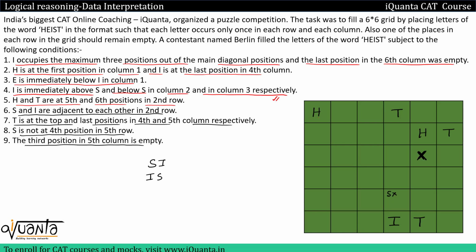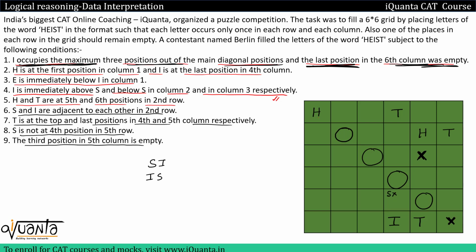So now let us go to all the indirect clues. If you read the first one, we have been given that I occupies the maximum 3 positions out of the main diagonal positions and last position in the sixth column was empty. So that means in the main diagonal, we'll have to place I at 3 places. Okay. So how many places do we have in the main diagonal? We have 1, 2, 3, 4 and 5 positions, right? See, we were given that last position in the sixth column was empty. Okay, so this will be empty. I'll put a cross over here.